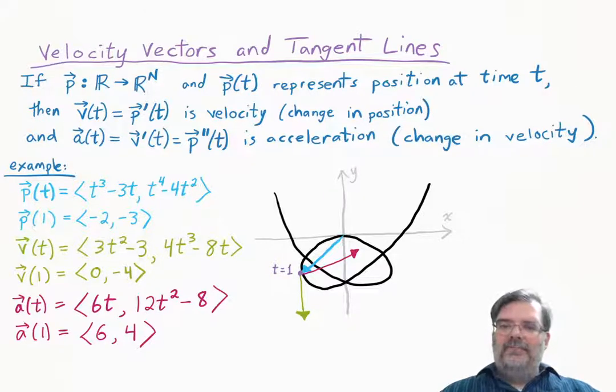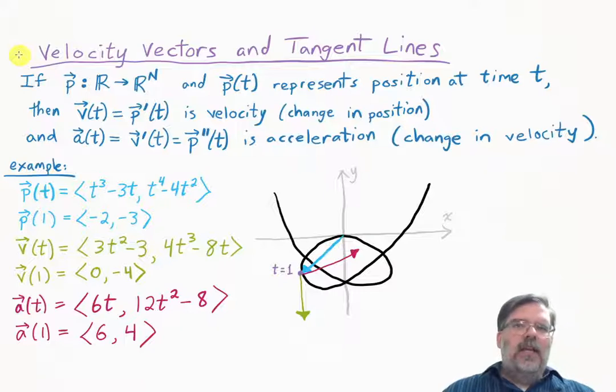Hello everybody. In this video, we're going to learn about velocity vectors and tangent lines. In the previous video, we learned about what vector functions are and how to calculate their derivatives. In this video, we're going to talk about a couple of different interpretations of those derivatives. You can think of them in terms of physics, position, velocity, and acceleration, or we can think about them geometrically, as in tangent lines. So let's begin.